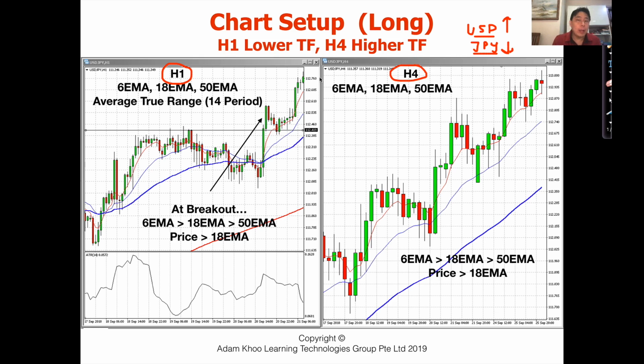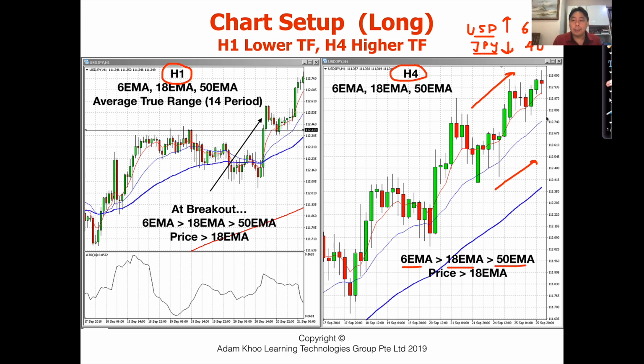Now, what do I want to be looking at on the charts? I can tell you that if the dollar is a strong currency, which is again 60 and above, and yen is a weak currency, which is below 40, when you look at the higher time frame of the currency meter, you will notice that the candles would be on a very, very clear uptrend. So what you want to see is the 6 EMA, which is this red line, above the 18 EMA, which is the blue line, which is above the 50 EMA, right?